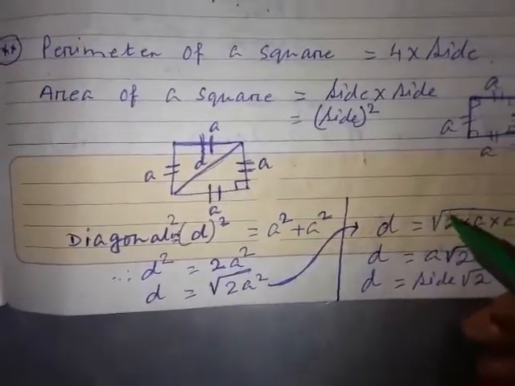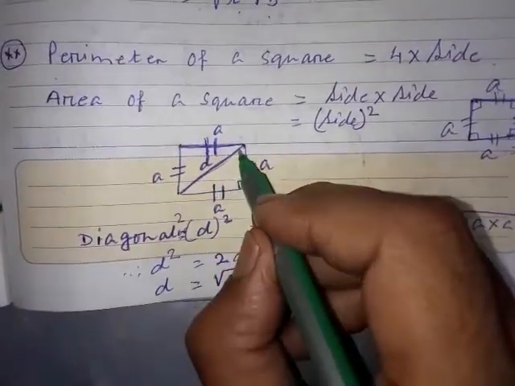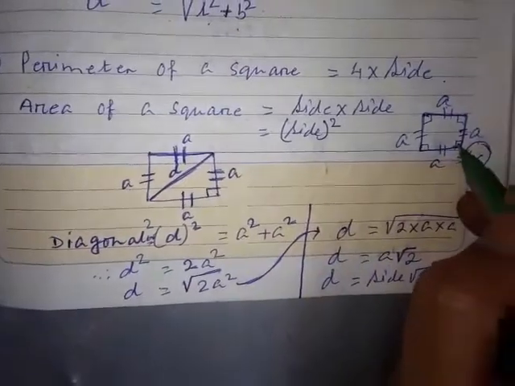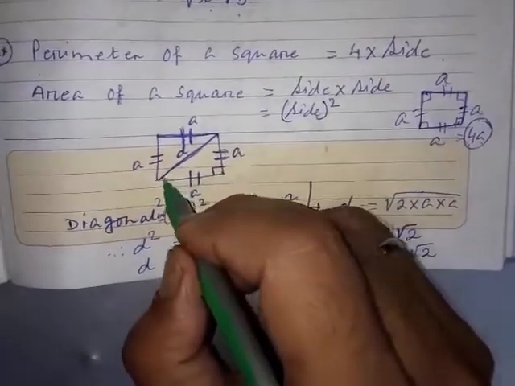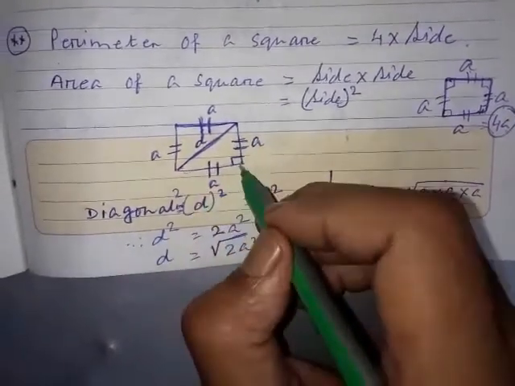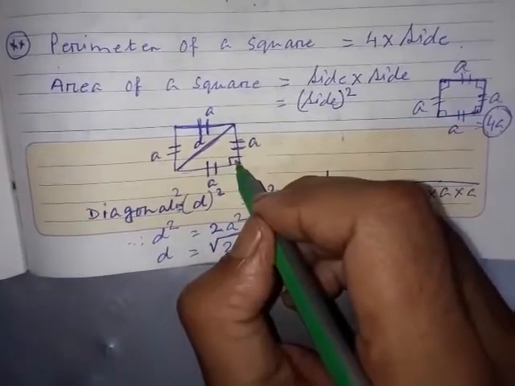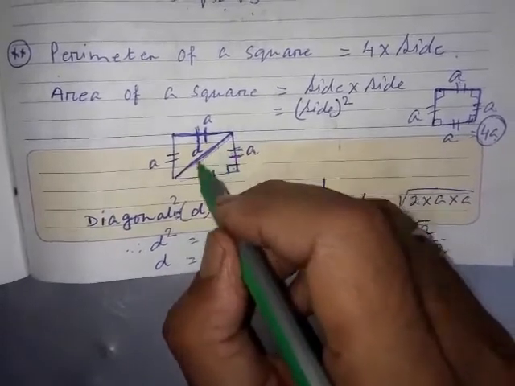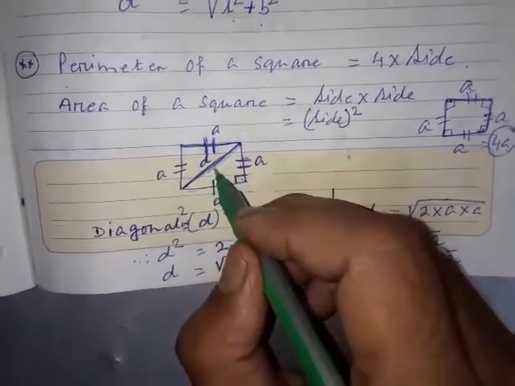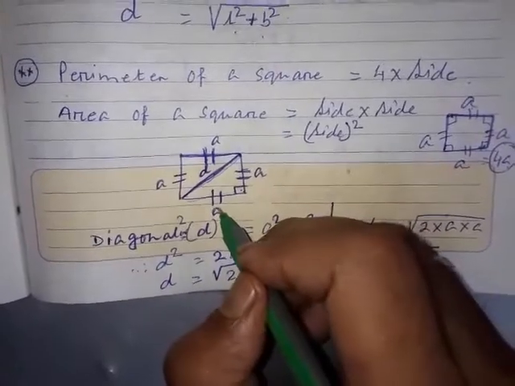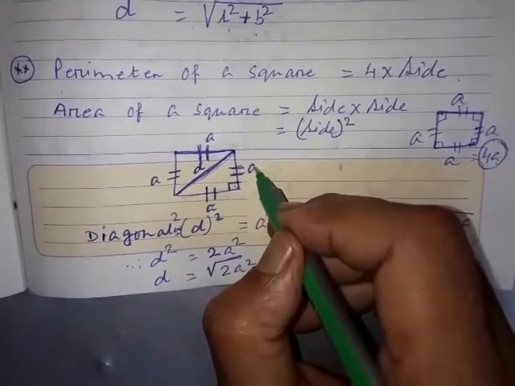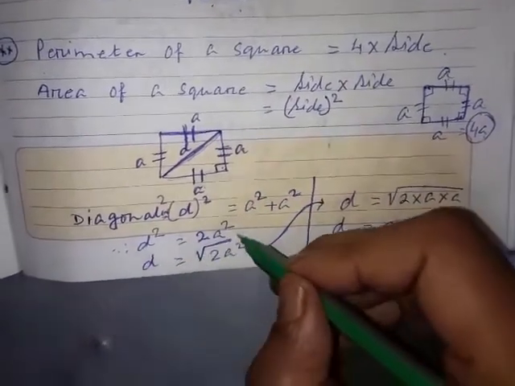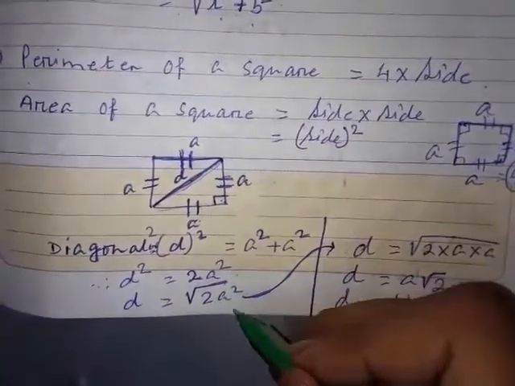Now you can find the diagonal of a square the same way. Here all the angles are 90 degrees, so the same thing applies. If you take this triangle, as I took in the rectangle, this is 90 degrees, and opposite the 90 degrees is the hypotenuse. In place of the hypotenuse I put D. So D square equals this side square plus this side square as per the Pythagoras theorem. So D square equals A square plus A square, which is 2A square. So D equals root over 2A square.